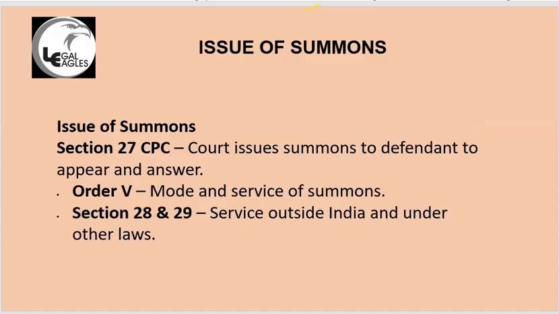Then once the suit is filed in the court, under section 27, the court will issue summons to the defendant to appear and answer. Okay, there can be one defendant, there can be 5 defendants, there can be 100 defendants also. So you will prepare the summons copy. So the plaintiff, along with the plaint, will give a document called process. In the process, you will file summons copies also. So for each party name, there will be a summons copy. So you will give a summons copy.